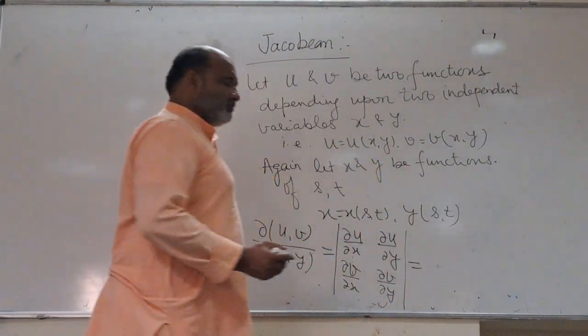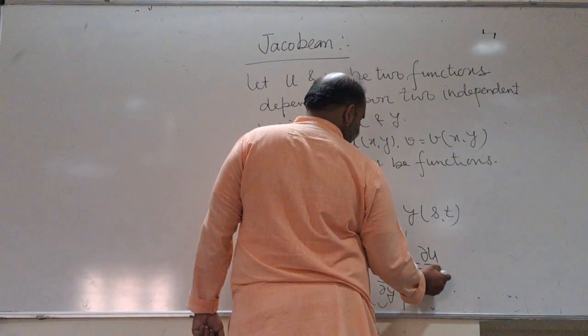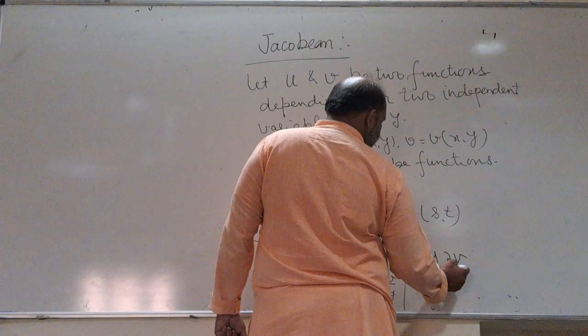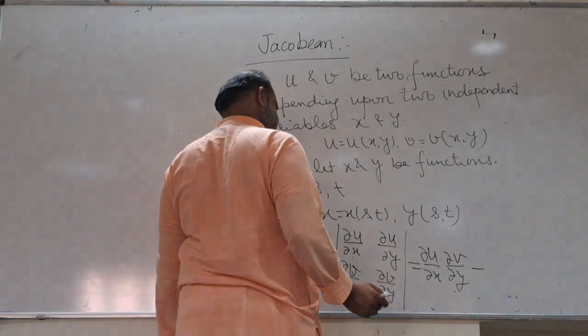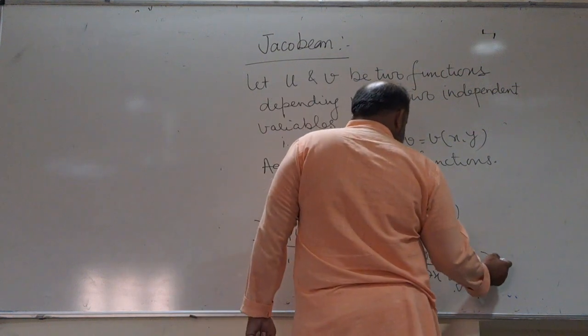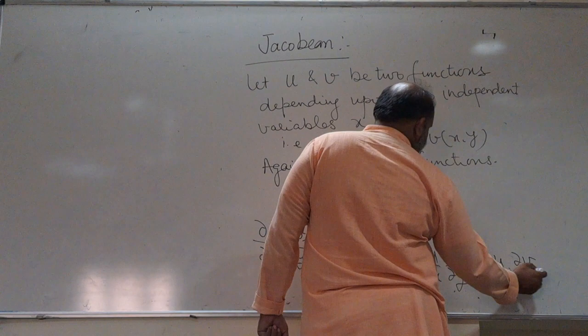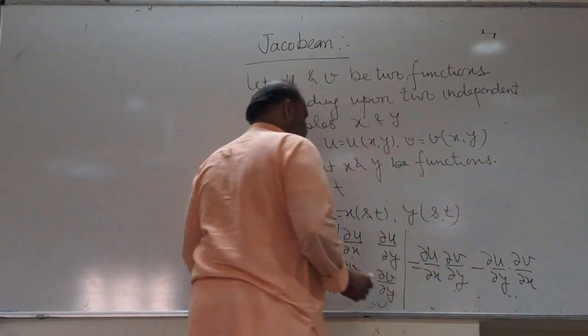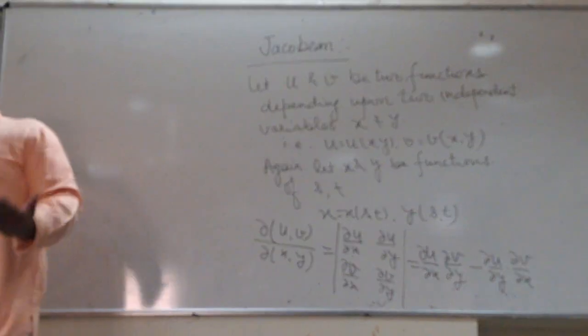Now upon expansion, this will be equal to del u over del x into del v over del y minus del u over del y into del v over del x. So this expression is called the Jacobian of u and v with respect to x and y.